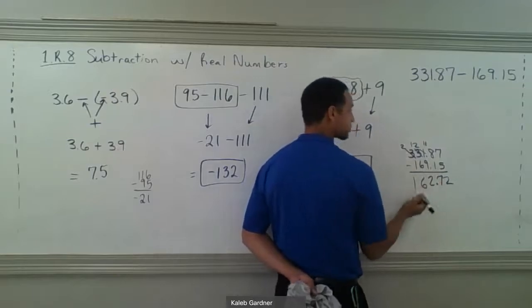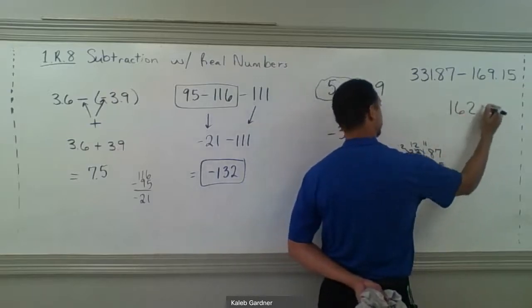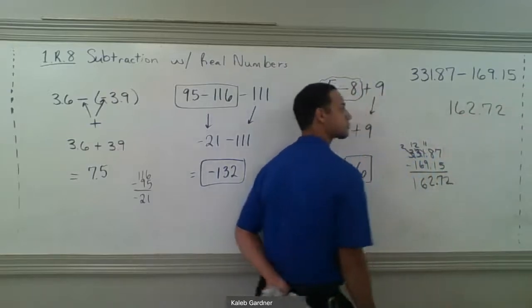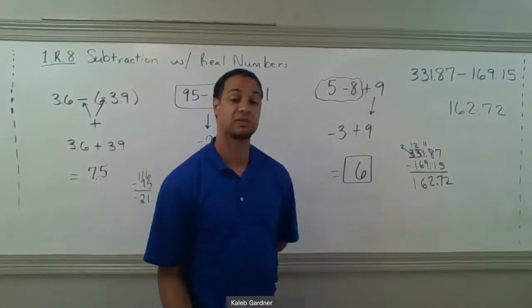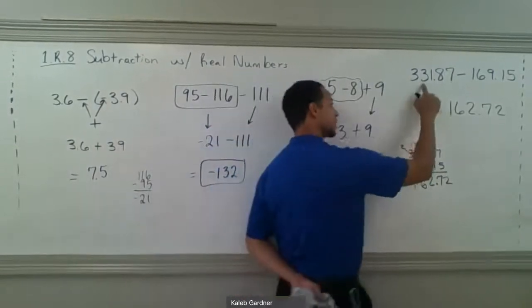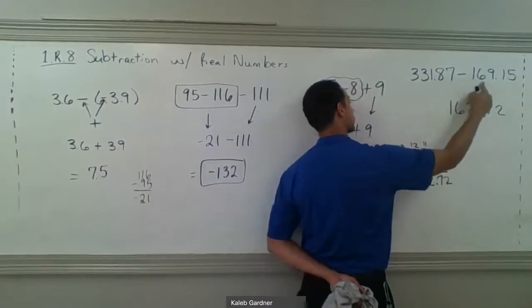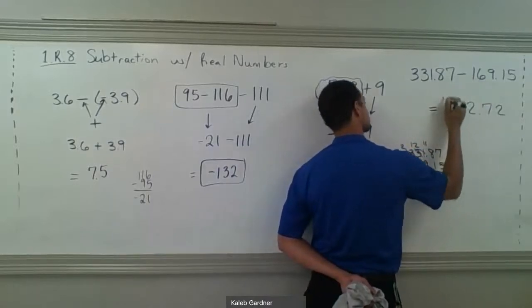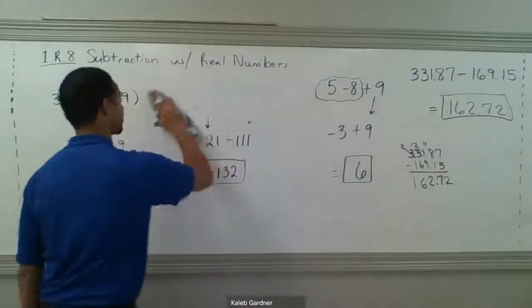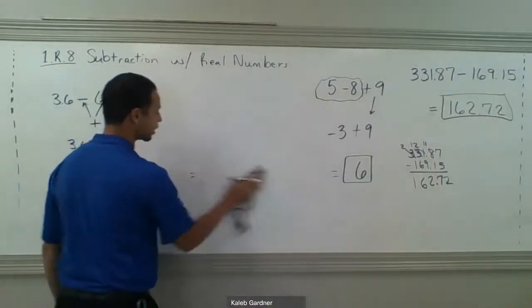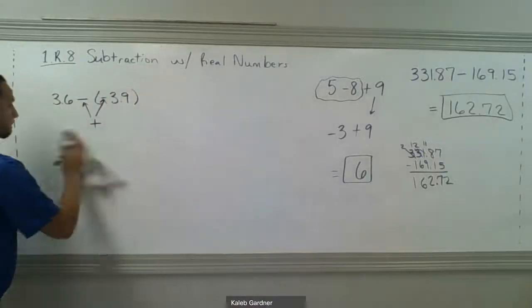Now, this is our answer, 162.72, but do we have a positive or a negative number here? We have a positive number here. This number was larger or further from 0 than this number, so we have a positive number, and our answer is 162.72.